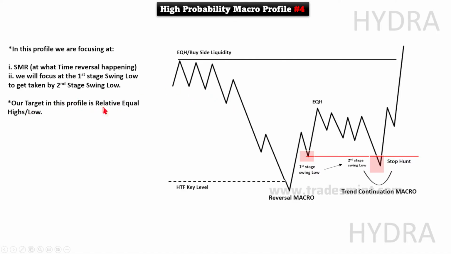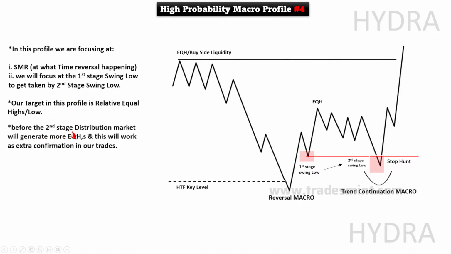our target in this profile is relative equal highs or lows. Before the second stage distribution, the market will generate more equal highs, and this will work as extra confirmation in our trades. So there's another way to know that the market will not continue its trend here, rather it will reverse. The way is that price will generate relative equal highs before it clears out the first stage low. Now I know that it sounds a little more complex compared to the other models, right? But trust me, once I show you guys the actual chart examples, it will make much more sense.